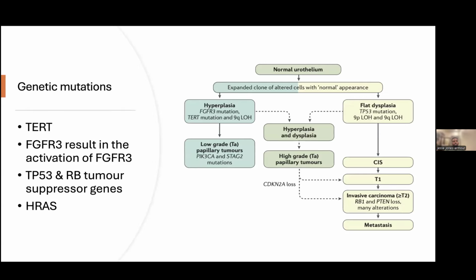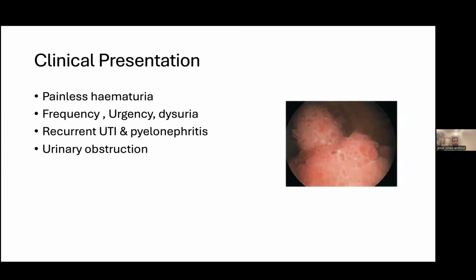You do have some genetic mutations that are involved. You have your TERT, FGFR3, as well as your TP53 and RB tumor suppressor genes, and HRAS. Clinically, they present with painless hematuria. Most often, again, it would be microscopic or discovered on urinalysis. However, it could be gross hematuria as well, depending on how large the mass has become.